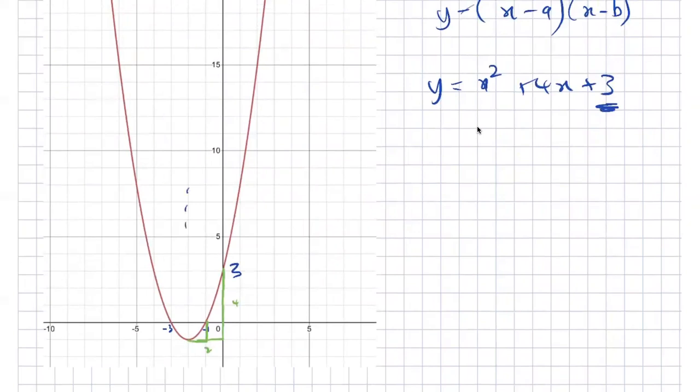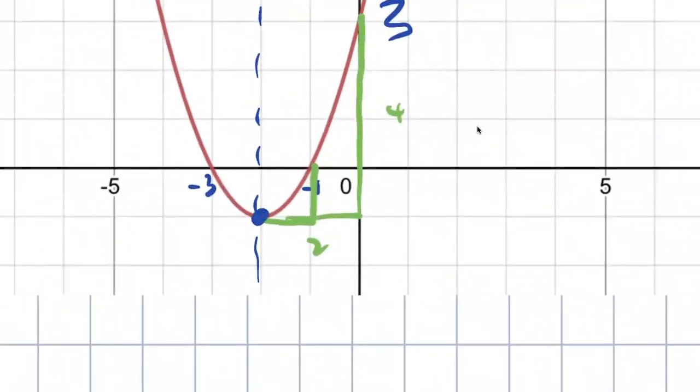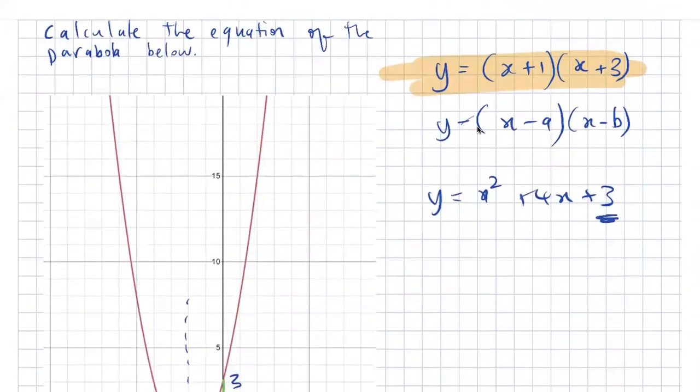And we have this line through here, which is our line of symmetry. The vertex occurs at this point right here. And that's worth noting as well. And that vertex occurs at -2, -1. And we can write that down. All right, so that's the equation. So y is equal to x plus 1, x plus 3. And if we expand that out, we get x squared plus 4x plus 3. They're both the same line, both the same equation.